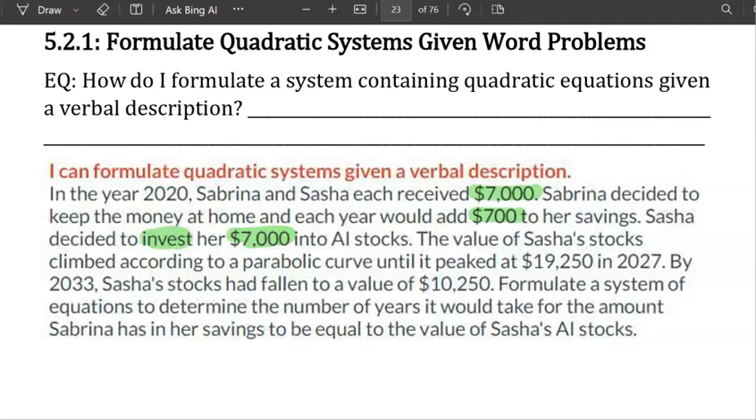The value of Sasha's stocks climbed according to a parabolic curve until it peaked at $19,250 in 2027. By 2033, Sasha's stocks had fallen to a value of $10,250. Formulate a system of equations to determine the number of years it would take for the amount Sabrina has in her savings to be equal to the value of Sasha's AI stock.